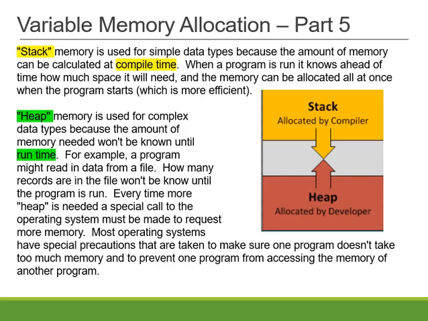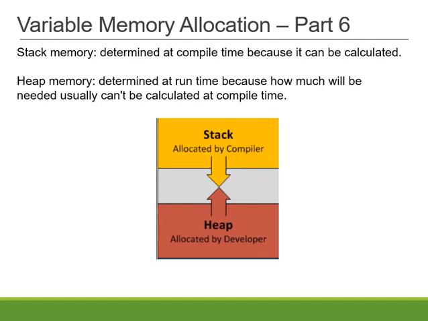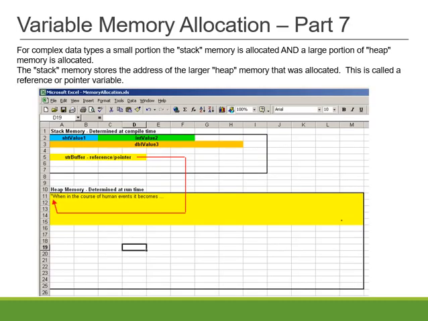As the program executes, a special call is made to the operating system when more heap memory is required. Here is a slide recapping the definitions of stack memory and heap memory. A small portion of stack memory is allocated and a large portion of heap memory is allocated for complex data types. A reference or pointer variable is used in stack memory. This stores the address of the larger heap memory that was allocated, as shown on the screen.